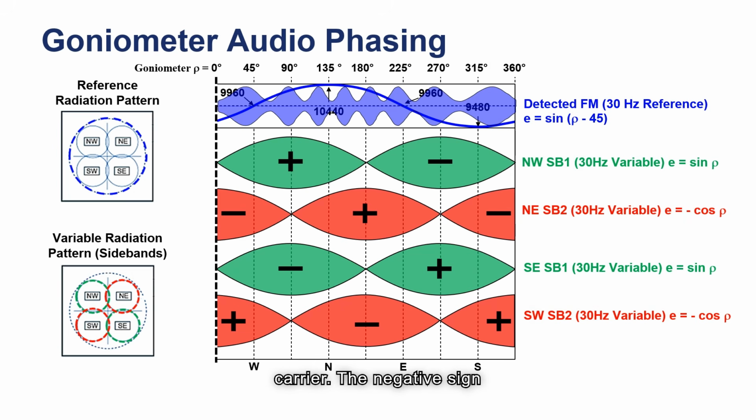The negative sign means the RF phase is exactly 180 degrees out of phase with the carrier, and the positive sign means it is in phase with the carrier. This means these signals will either add to or subtract from the carrier signal. The difference in the sine and negative cosine function is 90 degrees. Therefore, the two goniometer outputs are in quadrature.